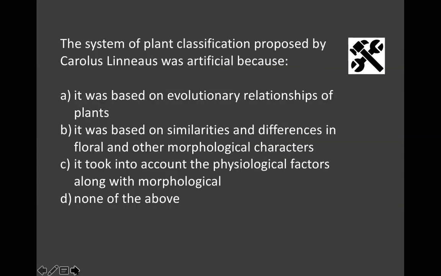Okay, so here's a little quiz question. The system of plant classification proposed by Carolus Linnaeus was artificial because A, it was based on evolutionary relationships of plants, B, it was based on similarities and differences in floral and other morphological characters, C, it took into account the physiological factors along with the morphological, or D, none of the above. Take a second and think about it.